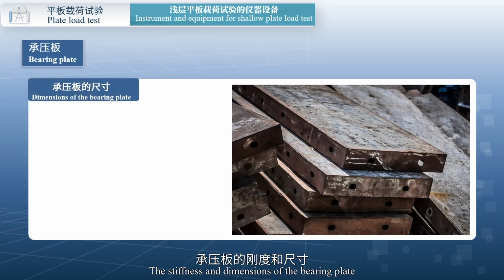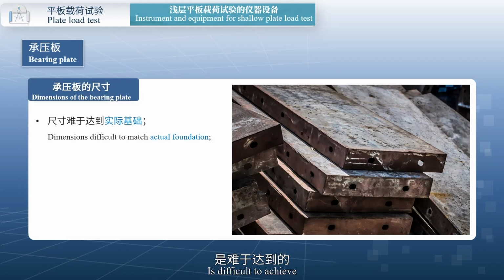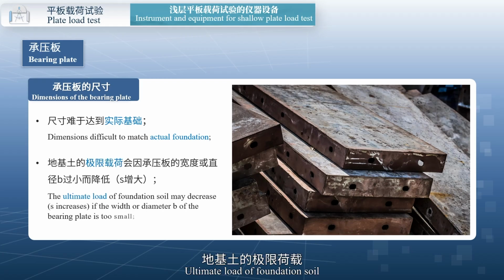2. Dimensions of the bearing plate. Dimensions should be close to the actual foundation. This is difficult to achieve because if the area of the bearing plate is too large, the quality requirements for equipment are also high, while if the bearing plate area is too small, it affects the settlement of foundation soil and ultimate load values. In general, the ultimate load of foundation soil may decrease if the bearing plate width or diameter B is too small. But if the diameter is too large, the ultimate load increase is also insignificant.